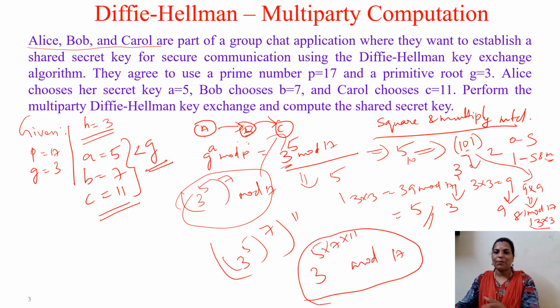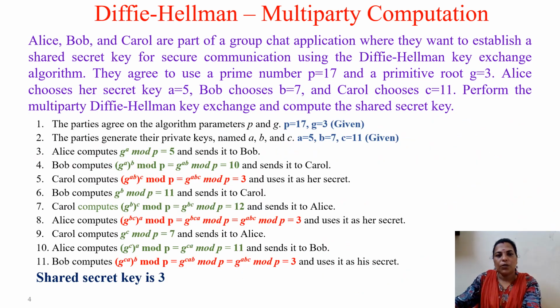In all these steps, you have to minimize the value, then perform all the computation. So now Carol has one value. That value we call the shared secret key. Let us see what values they obtained. Alice computed g power a mod p, that is 5, and sent this value to Bob. Then Bob computes g power ab mod p, which is 10. You try to calculate; the same procedure we are following. Then Carol computes g power abc mod p, which is 3. So this 3 is the shared secret key.